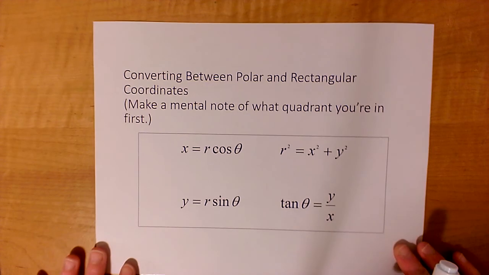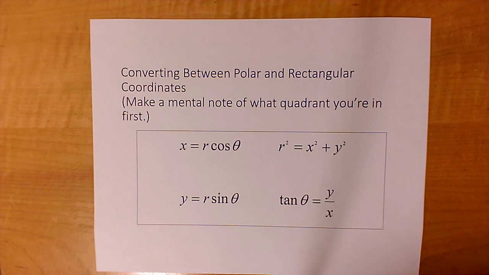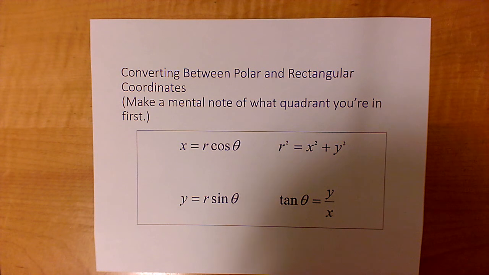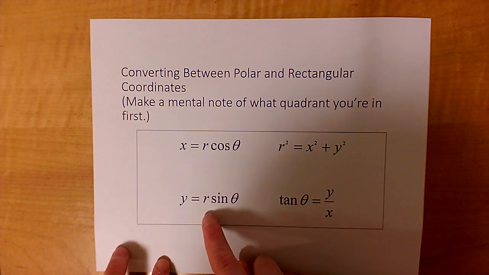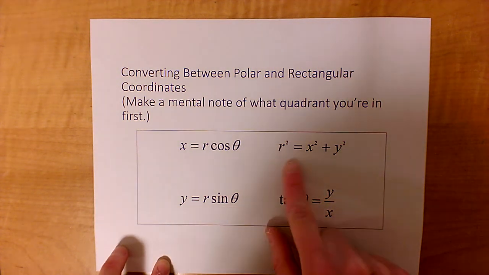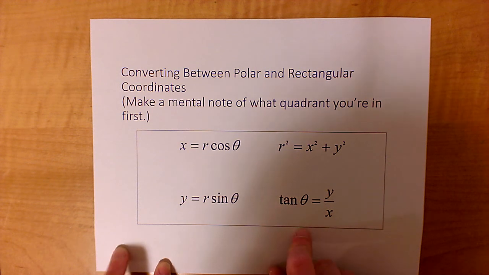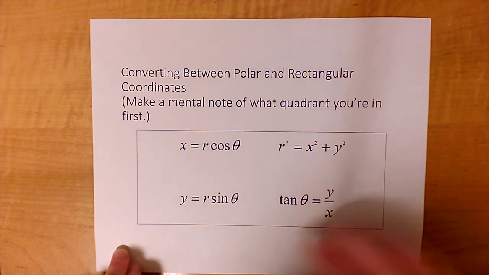So there are a few ways that you can convert between polar and rectangular coordinates. We've got a few equations that can help us. We have x equals r cosine theta, y equals r sine theta, and then r squared equals x squared plus y squared, and then tan theta equals y over x, right? And these are all things that can help us convert from one form to the next.